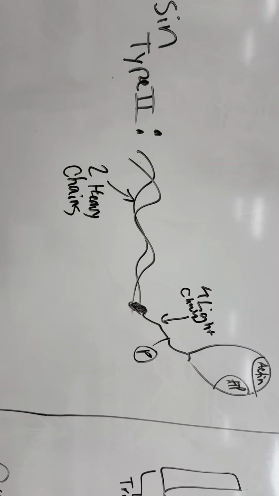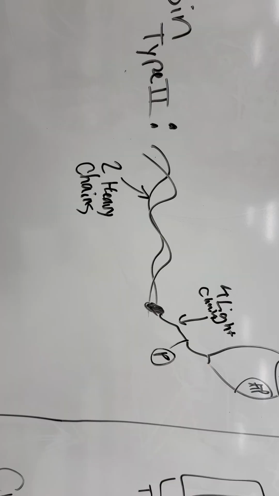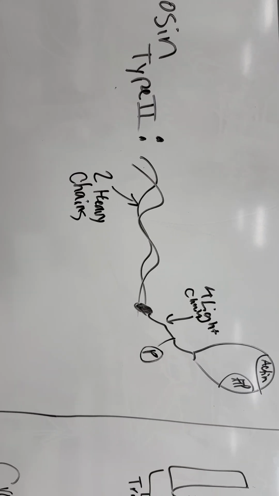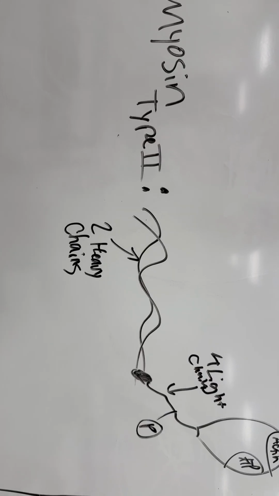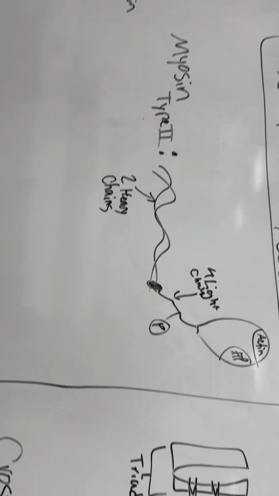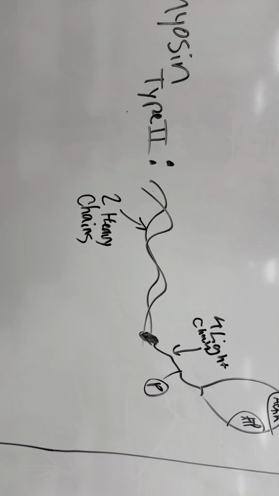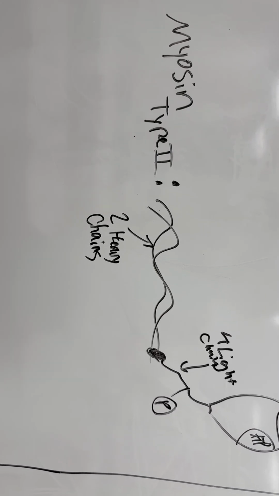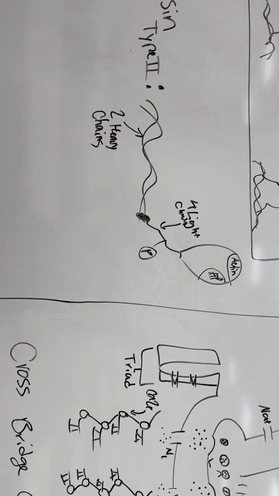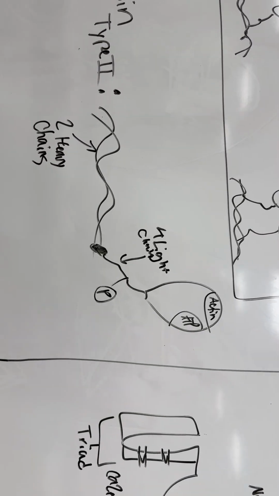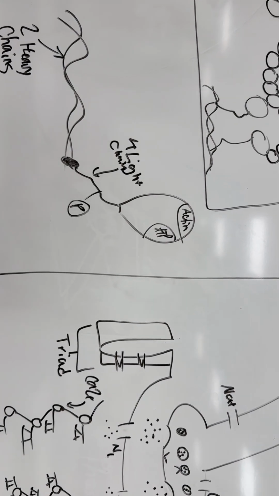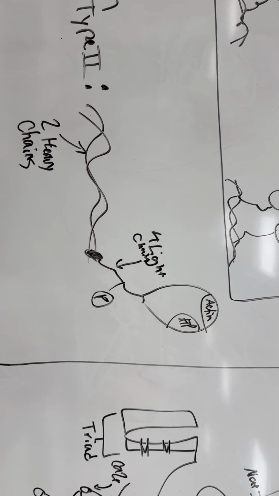Myosin is a protein, and it has 2 heavy chains and 4 light chains. These are little tails that wind around each other. A myosin thick filament typically consists of about 300 of these myosin type 2 proteins. All these heavy chains are going to interact, and they're going to create that thick filament. Then you have your hinge region, which is made up of your 4 light chains. And then you've got your head that's going to stick up and bind to the actin filament.